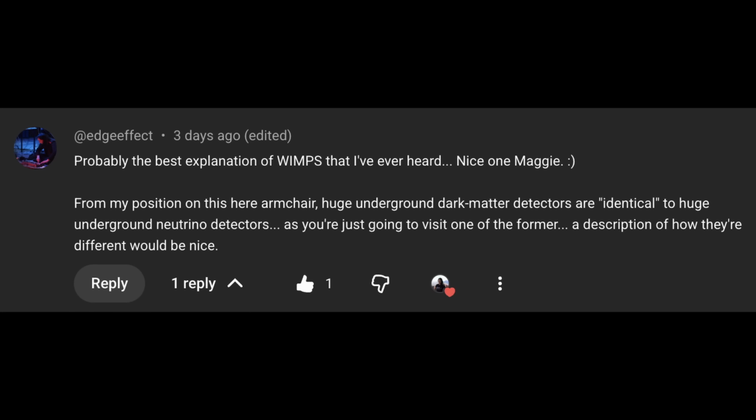Well, SpaceCat Edge Effect asked me if I could explain the difference between dark matter detectors and neutrino detectors, and I thought that this would be the perfect opportunity to do so. So let's talk about it.